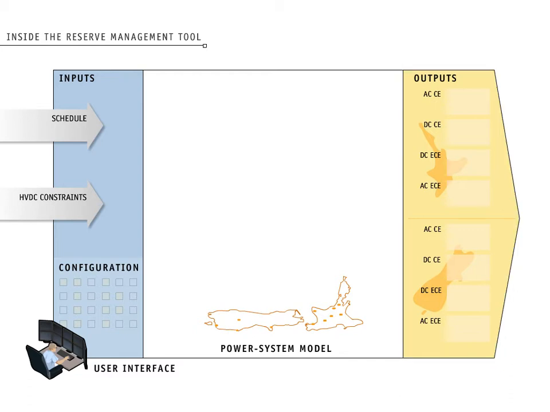At the heart of RMT is a calculation and simulation engine containing a model of the New Zealand power system. Parameters representing the state of the system can be fed into the model, and it predicts how the system will react. When RMT runs, it reads in the relevant schedule from the market database. RMT is also aware of any constraints on the HVDC link during the trading period in question.